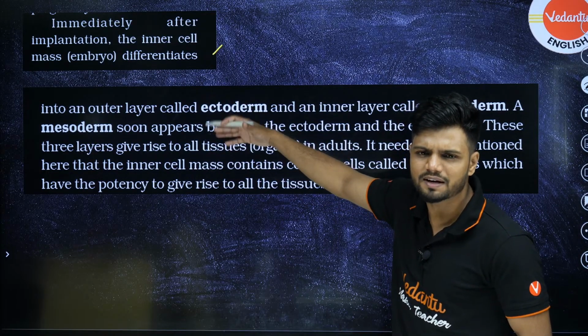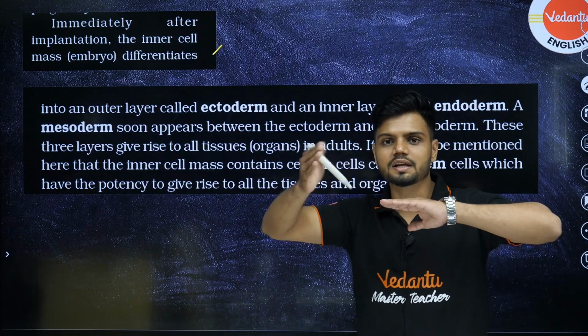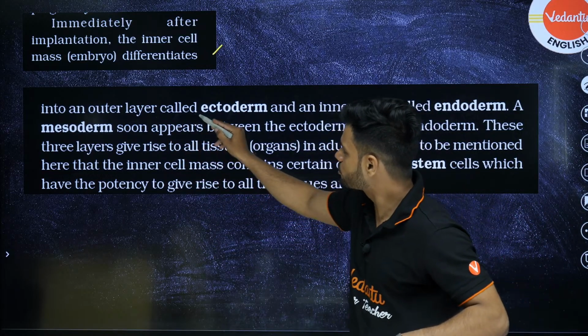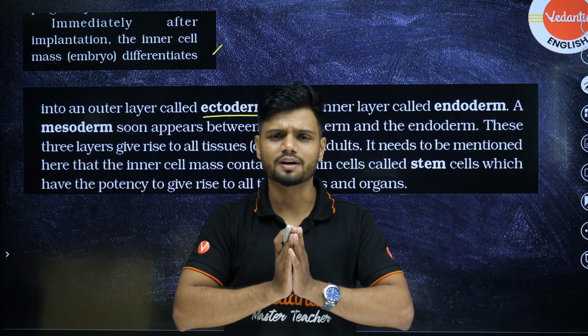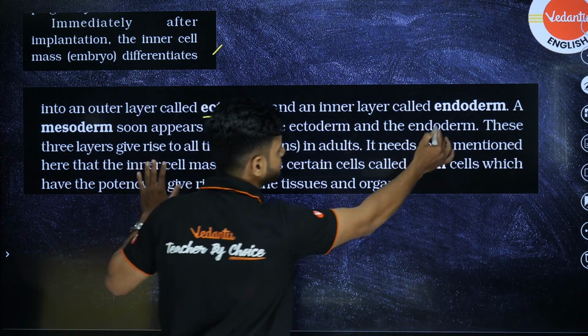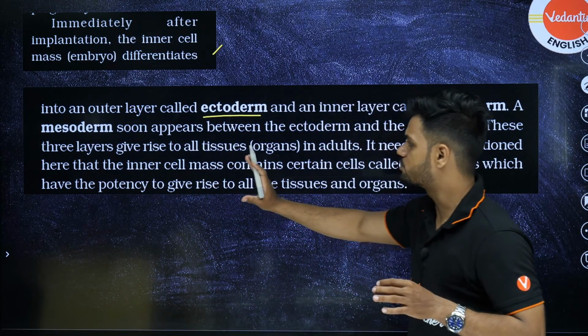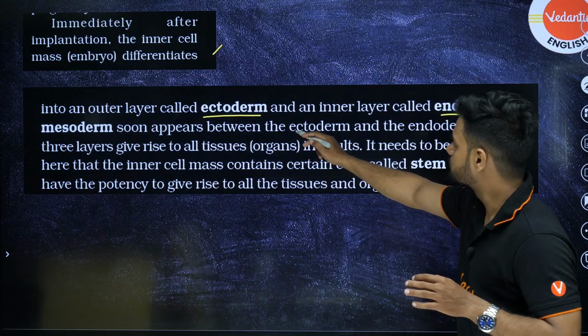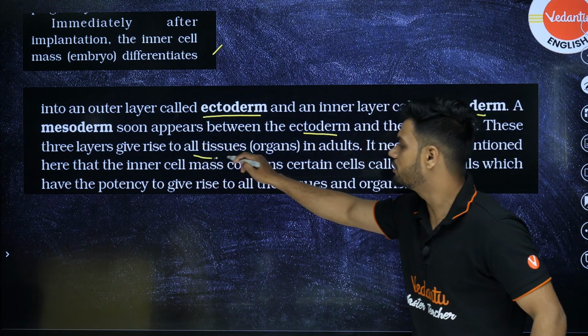Here, this is very briefly given. The entire embryo divides into 3 layers. The outer layer is called ectoderm, the middle layer is called mesoderm, the inner layer is called endoderm. The mesoderm soon appears between the ectoderm and endoderm. These 3 layers give rise to all tissues or organs.